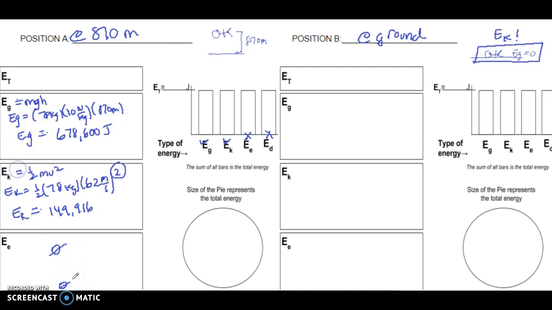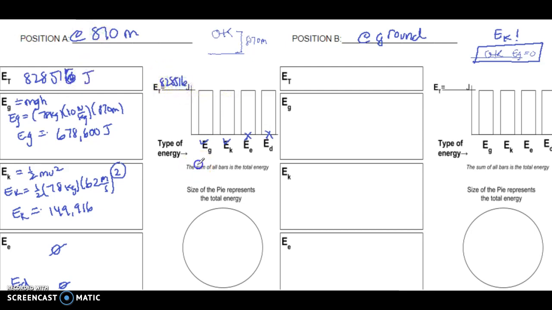ED is 0. I don't have space for it. Sorry, it's hard to get it to fit on this thing. So if I add these two together, 678,600 and 149,916, I come up with a total energy of 828,516 joules.